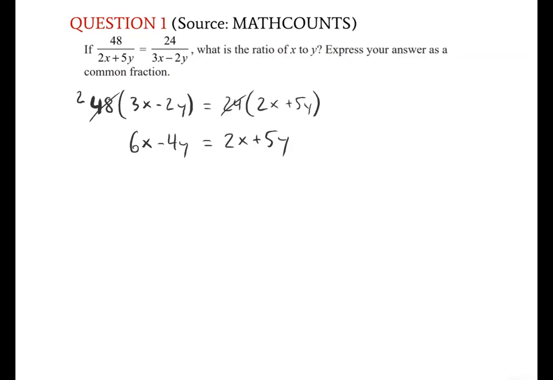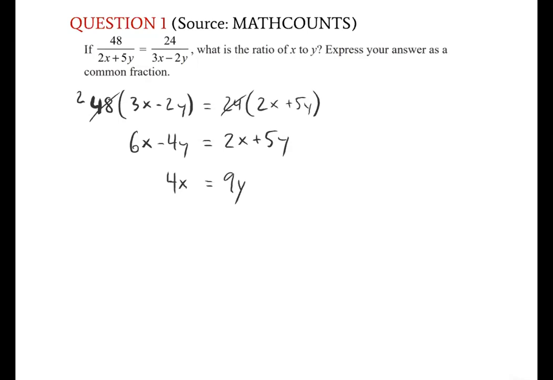So now we can move some stuff around. We can separate the x's and the y's. And let's move x to this side. 6x minus 2x is 4x, and plus 4y on both sides to get 9y.